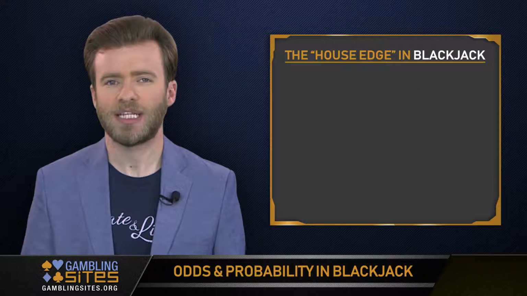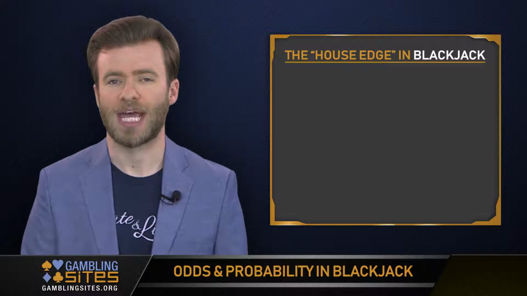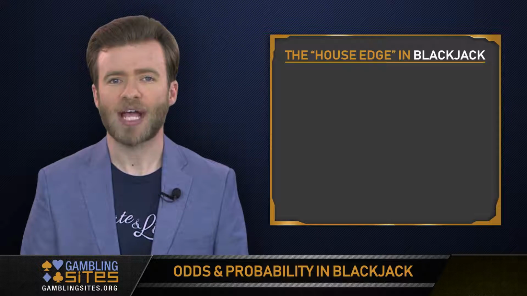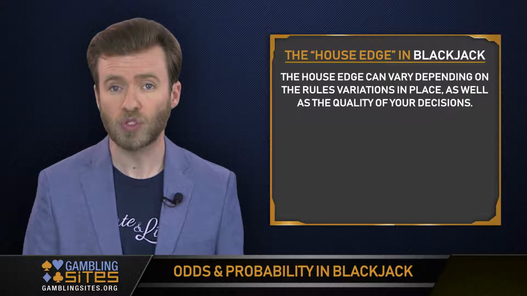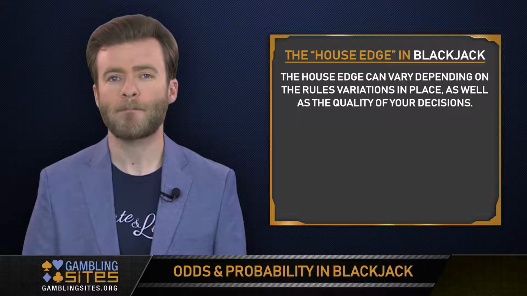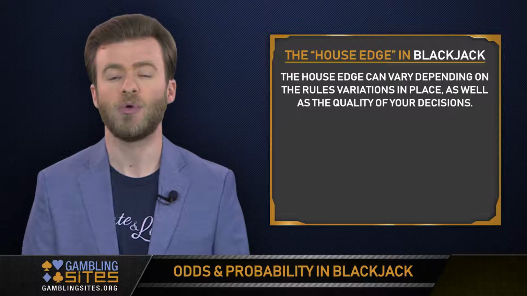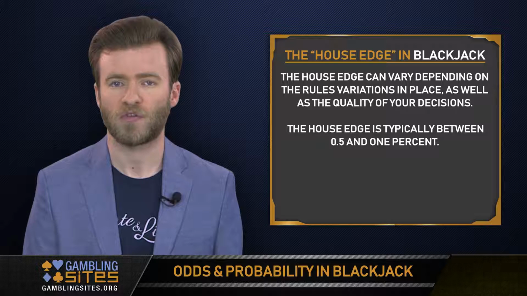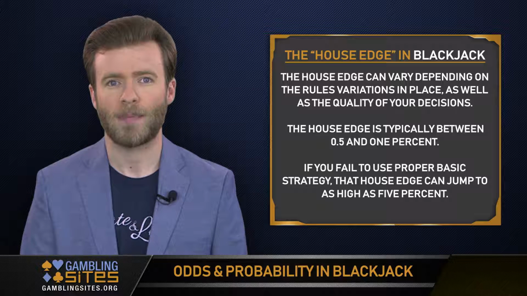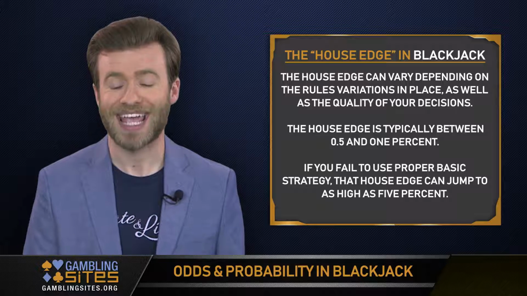With blackjack, calculating the house edge is a bit harder. You have to keep up with the expected value for every situation and then add those together. Luckily, this is easy enough with a computer. For blackjack, the house edge can vary depending on the rules variations that are in place, as well as the quality of your decisions. If you play perfectly in every situation, making the moves with the highest possible expected value, then the house edge is typically between 0.5 and 1%. If you fail to use proper basic strategy, that house edge can jump to as high as 5%. Even still, that would still make it one of the best games in the casino.